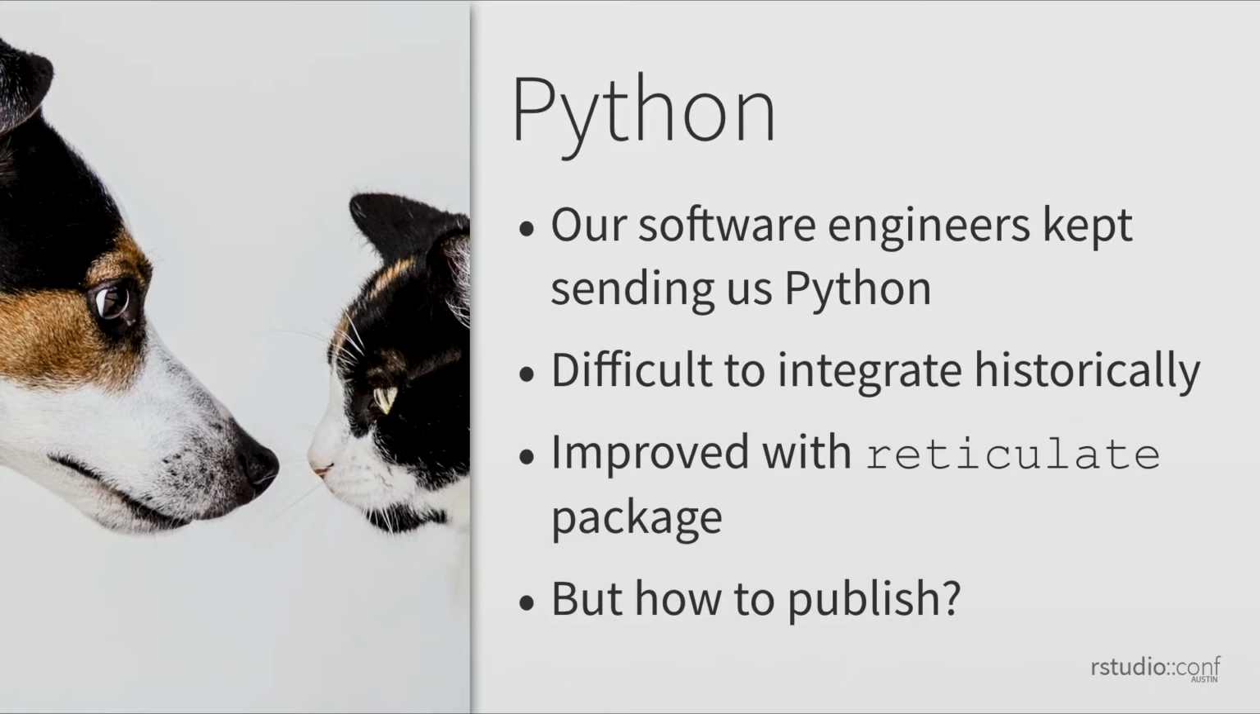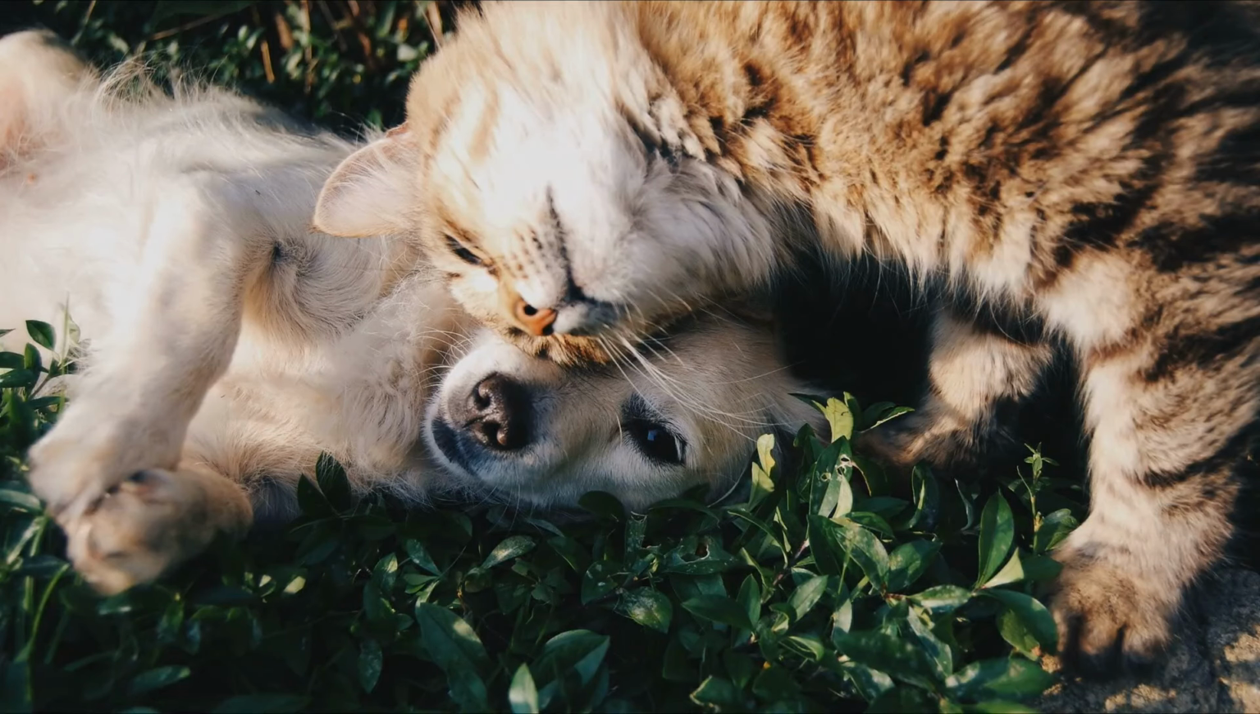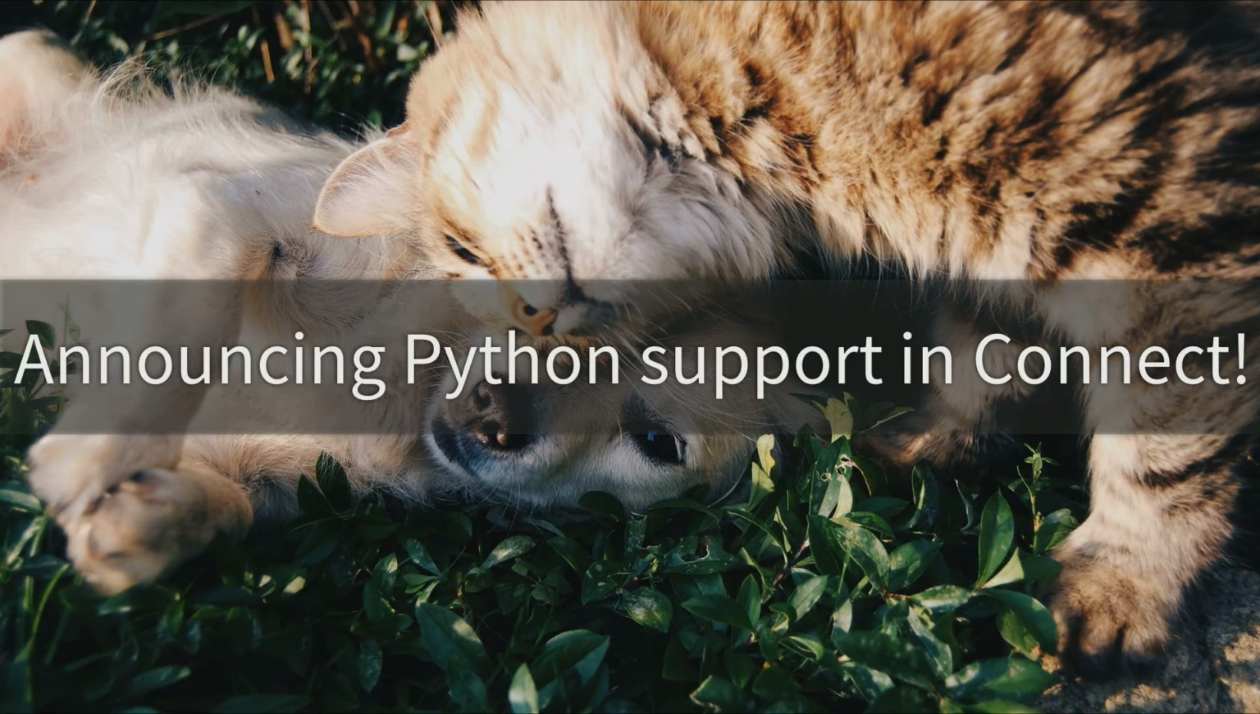This has improved a lot recently with the Reticulate package. If you haven't seen this, Reticulate is a way for you to invoke and interact with your Python code using R. And so this got a lot better, and we were able to find some ways to work together, but there was still this open question of what are we going to do when it comes time to publish? So we had this great publishing and operationalization system for our R content in RStudio Connect that we lack with Python. And so I'm excited to announce today we now have Python support in RStudio Connect.